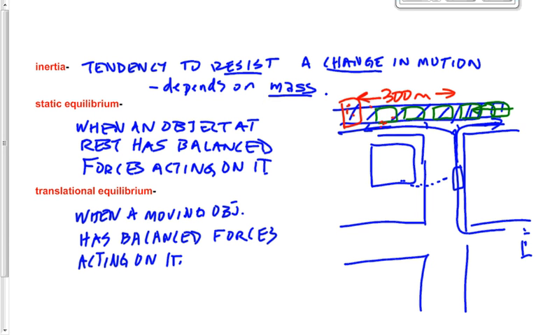Okay. If you apply a force on something and it's bigger than the other force, if Spencer's desk was moving and John applied a force and I applied a force and the same values, then Spencer's desk would keep moving at the same speed as it was moving at. But if John's force was bigger or my force was bigger, it might cause Spencer's desk to speed up or slow down. So translational equilibrium, when it's moving, but there's balanced forces acting on it, it's going to keep moving at a constant speed.